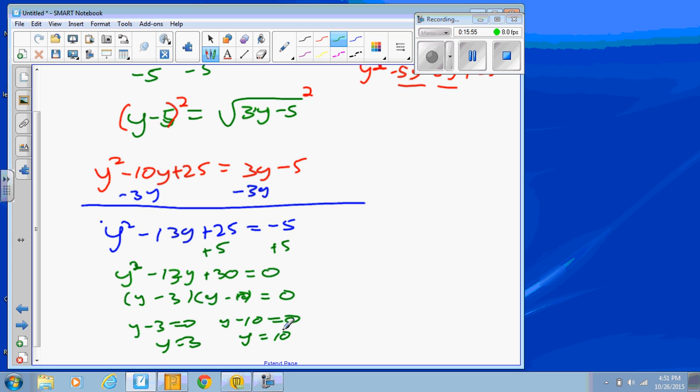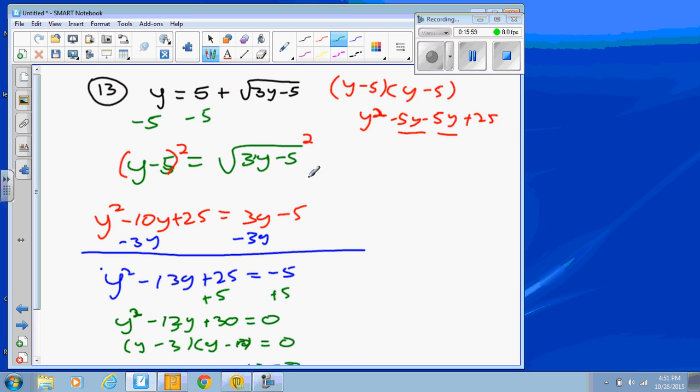Y equals 10. So those are my two possibilities, and I need to check 3 and 10 in my answer. First I'm going to check 3. So that becomes 3 equals 5 plus the square root of 3 times 3 minus 5. What I've done is replace this y and this y both times with 3.